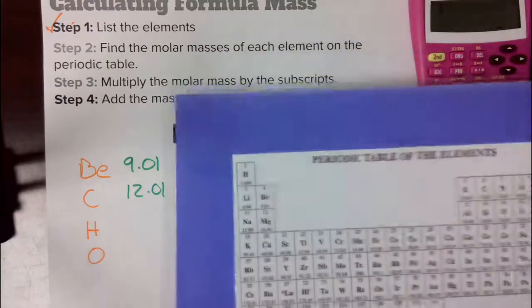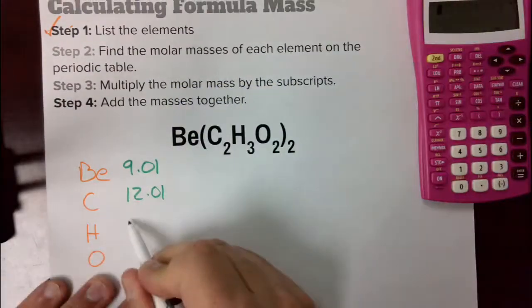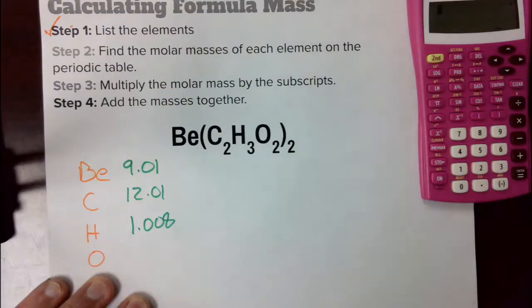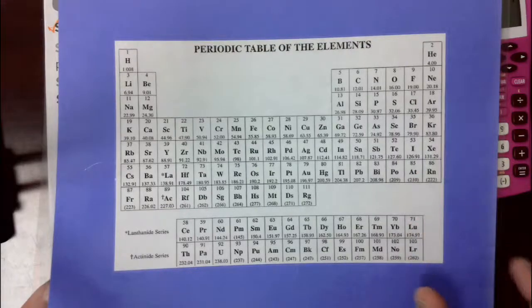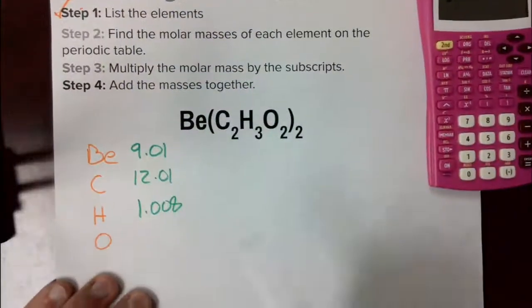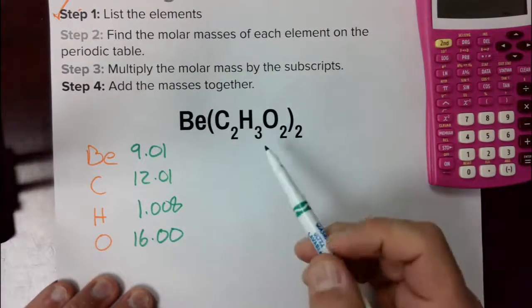Hydrogen is in the top left corner here. We see a mass 1.008. And oxygen, our best friend, the one we should be memorizing by now, is element number 8, has a mass of 16. Alright, step 2, find the molar masses.